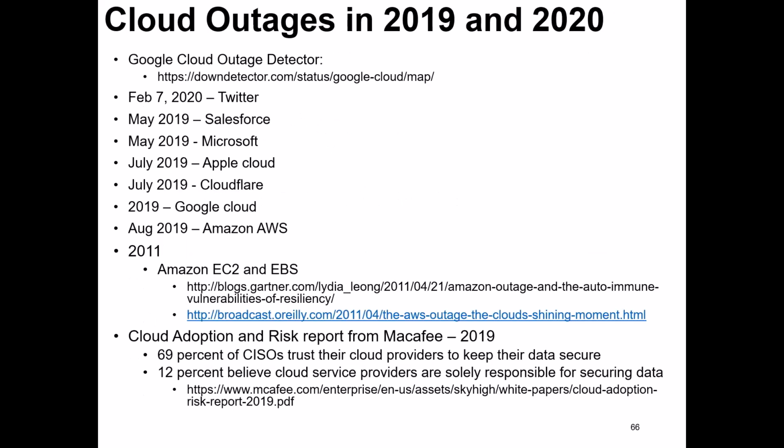If you want to check on cloud outages, you can look at the Google Cloud Outage Detector. This is going back to 2019, 2020. You can see there are a number of outages, including Amazon EC2. McAfee also published a report on cloud adoption and risk, which is well worth looking at, because it was quite frightening that 69% of CISOs actually thought that their cloud providers would keep their data secure.